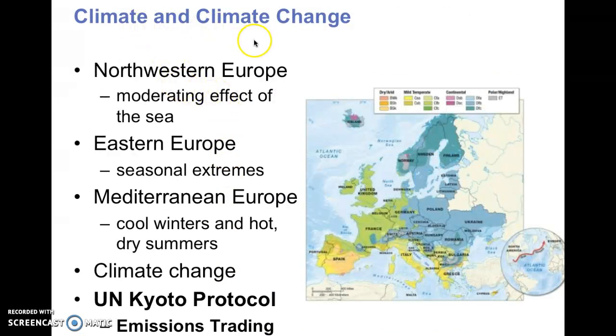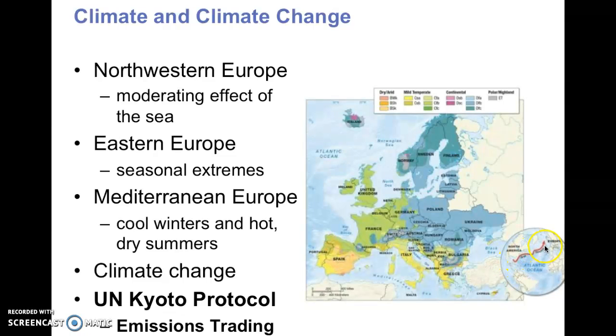So, climate and climate change. Northwest Europe has the moderating effect of the sea. And what that means is, of course, you know that if you're near the ocean, it automatically moderates weather. If you are over by the coast, it's going to be a little cooler, a little nicer weather than it is in Modesto.